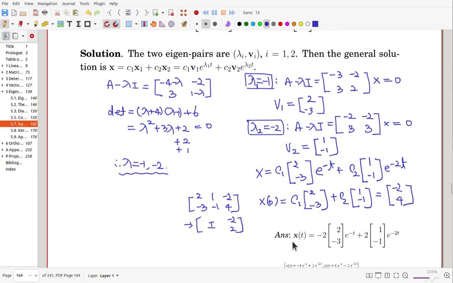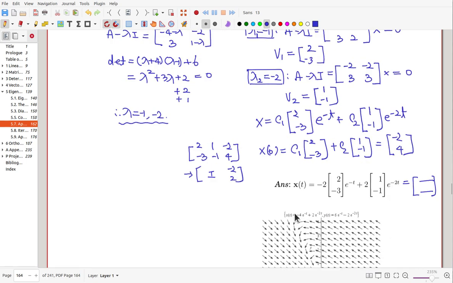So we end with this solution. If you form a vector from the first one and second one, the first will make the x values and the second will make the y values. So that is exactly this one: minus 4 e to the minus t, and 2 e to the minus 2t, that is the x value and y value.